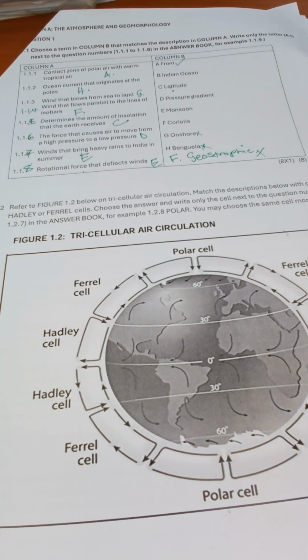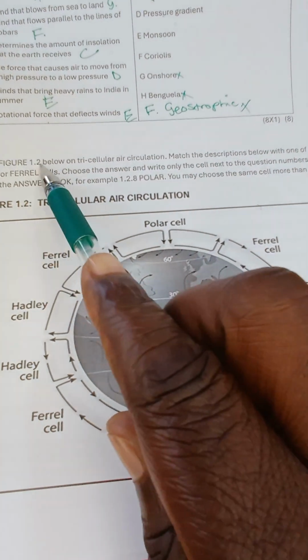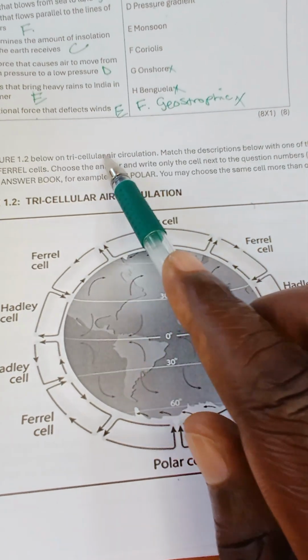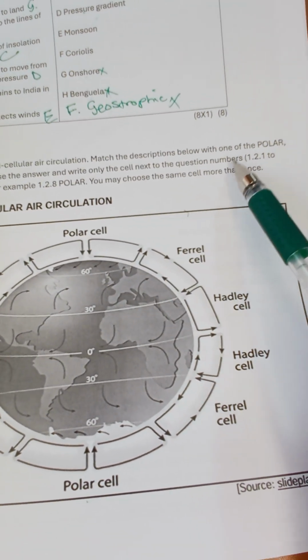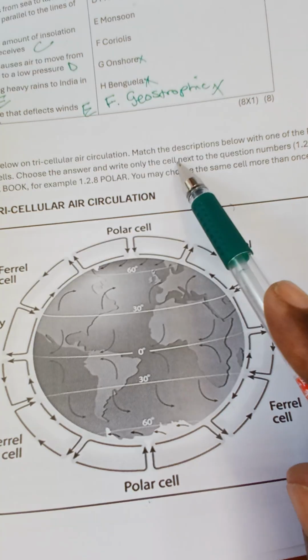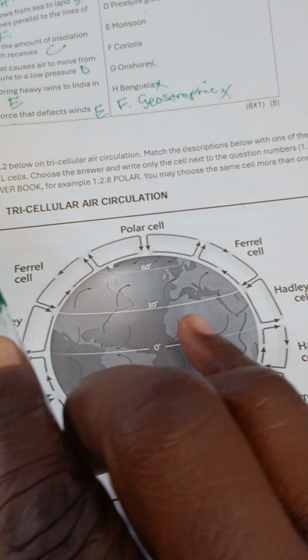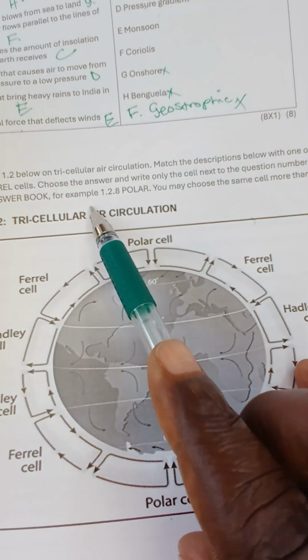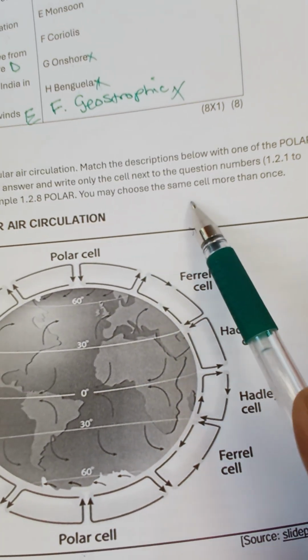Okay, let me go to the next one now. I just want to bring it closer so that at least it's visible. Refer to Fig 1.2 below on tricellular air circulation. Match the descriptions below with one of the polar, Hadley, and Ferrell cells. Choose the answer and write only the cell next to the question numbers 1.2.1 to 1.2.7 in the answer book. For example, 1.2.8 polar. You may choose the same cell more than once.